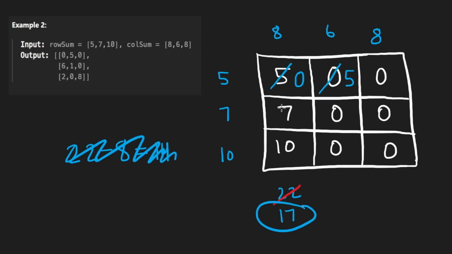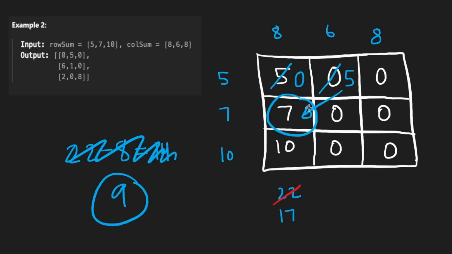So now this is 17, but we want it to be 8. That's a diff of 9. So what's the minimum, 9 or 7? 7 is smaller. So at most we can remove 7 from this cell. So I'm going to remove 7. I'm going to set it to 0 now, and I'm going to make it this guy's problem now. And I'm going to continue.